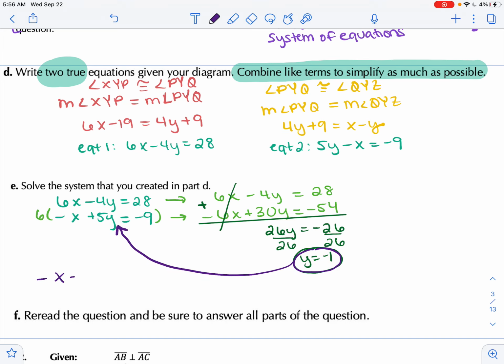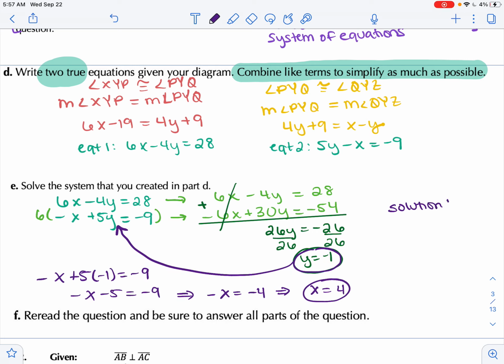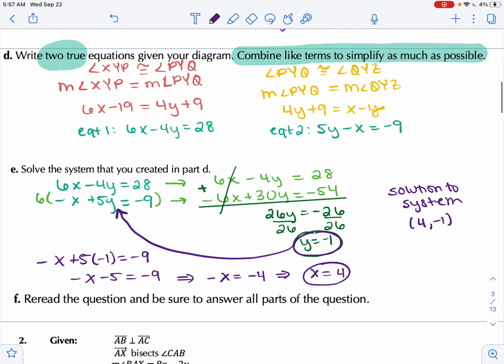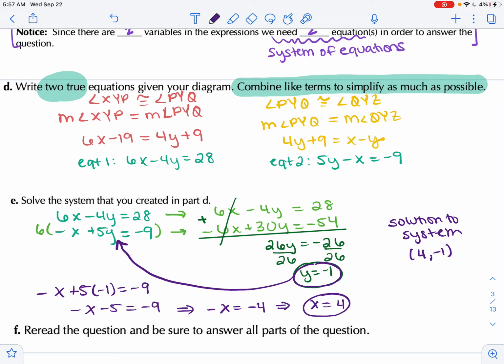So I have negative x plus 5 times negative 1 equals negative 9. This is negative x minus 5 equals negative 9. If I add over that 5, I'll get negative x equals negative 4. Divide out that negative 1, I get x equals positive 4. So the solution to my system is the point 4, negative 1.